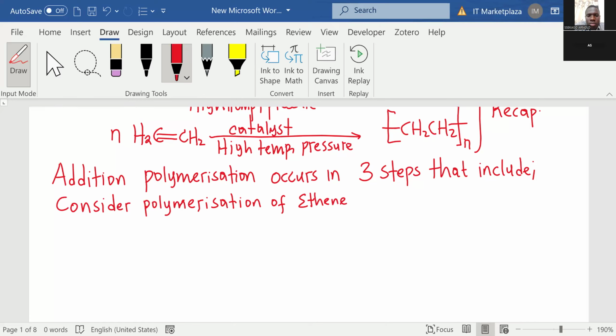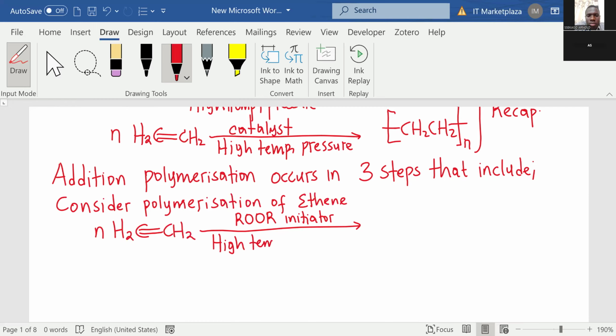So as highlighted earlier on, to polymerize ethene, we combine any moles (any means there are many of them) of ethene in the presence of an appropriate initiator. So this is the general representation of an organic initiator, preferably peroxide initiator, in the presence of high temperature, but we shall specify that temperature as the session progresses. What is it in particular? High temperature and the pressure.